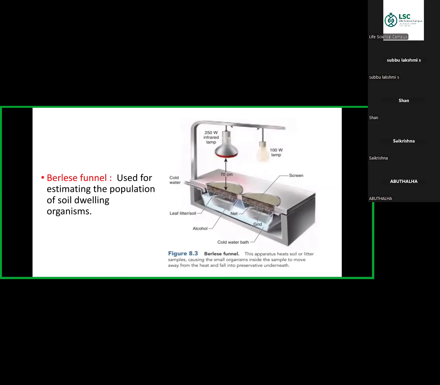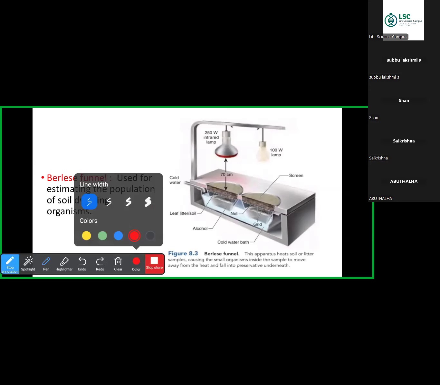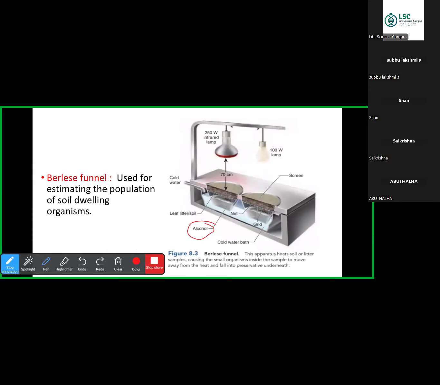Do the organisms deposit in a corner? Can you see this alcohol? This is a kind of preservative. Okay, so from this soil, they will get into this preservative underneath. Is it okay?